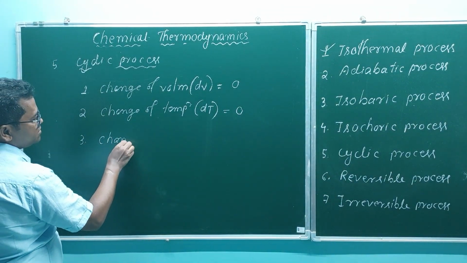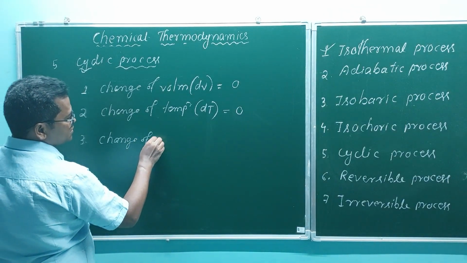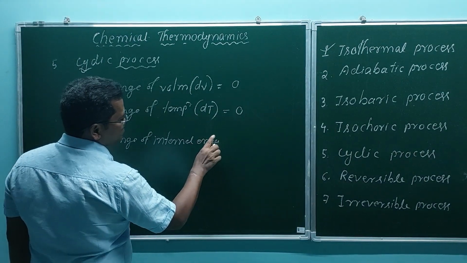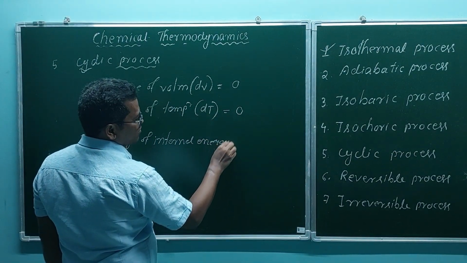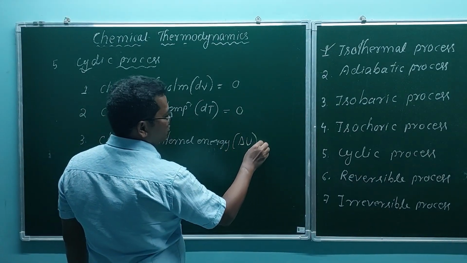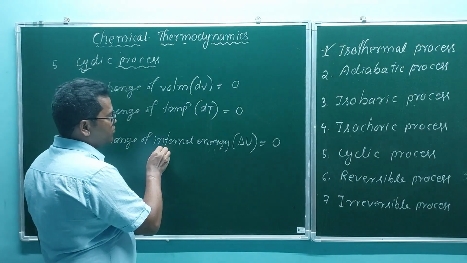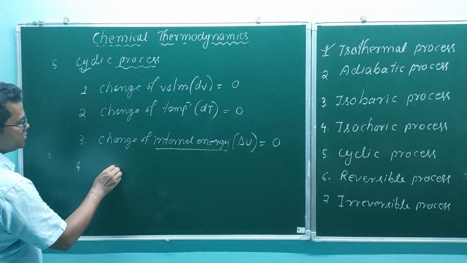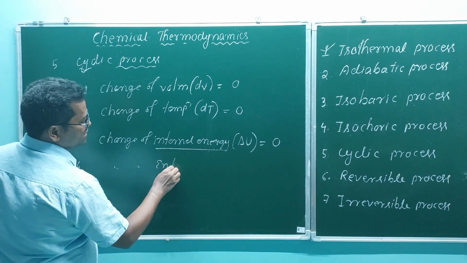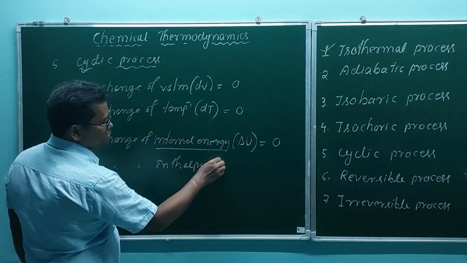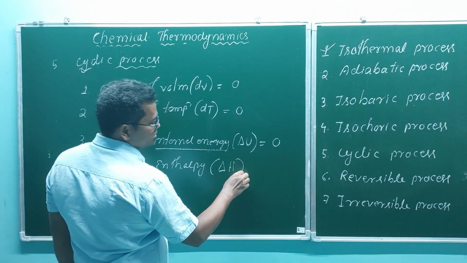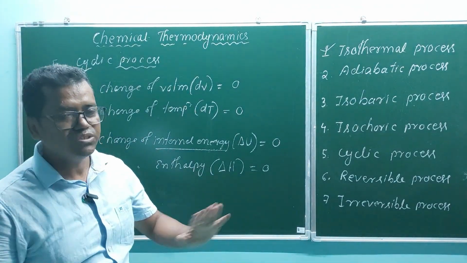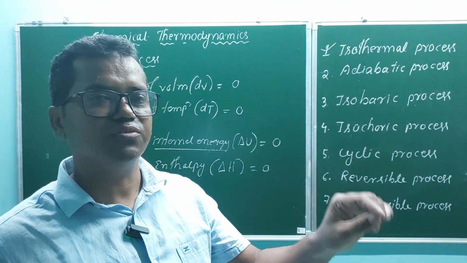Change of internal energy, that is del U, is also 0. We shall discuss the internal energy later. Number 4, change of enthalpy, that is denoted by del H, is also 0. So in the case of a cyclic process, there is no change because the system returns back to its initial state.